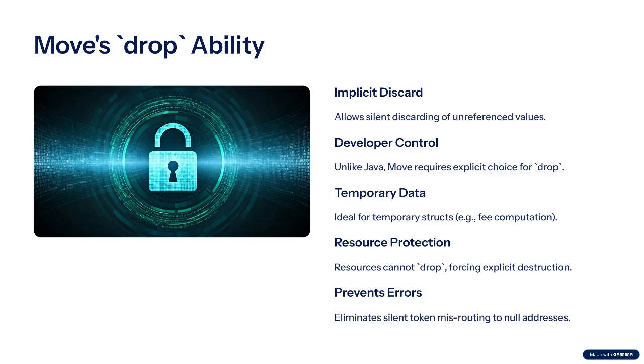Drop grants the opposite permission. You may discard me silently when I'm no longer referenced. Languages like Java do this for everything. Move makes you choose. Temporary structs that help compute a fee or optional debug logs love drop. They disappear without ceremony. Resources deliberately lack this ability, forcing you to destroy them only through explicit code paths. That single constraint erases a scary failure mode where a contract misroutes tokens to a null address and no one notices until it's too late.